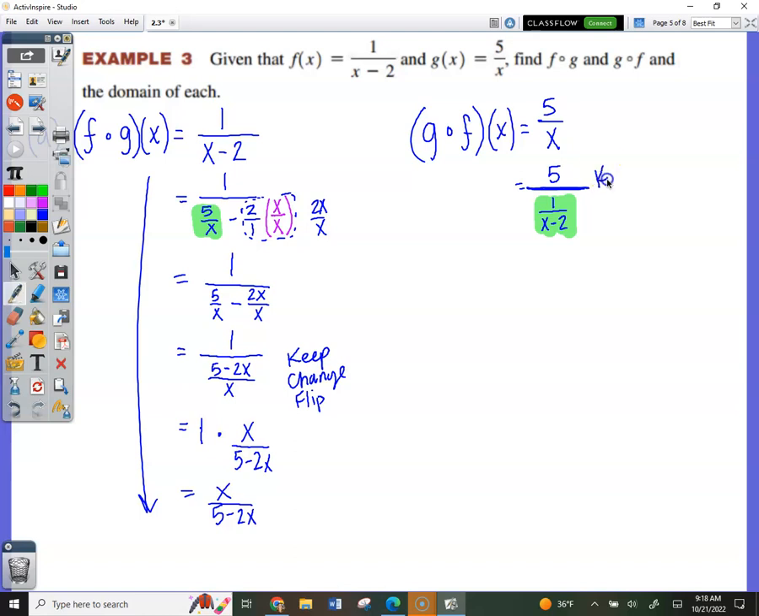So we're going to keep, change, flip. Keep it, change it, something, so you need to put parentheses around it. Yes, you do. So 5x minus 10 is the answer. Where'd the 1 go, y'all? It's still there. I don't need to write it because it's understood to be over 1, right?